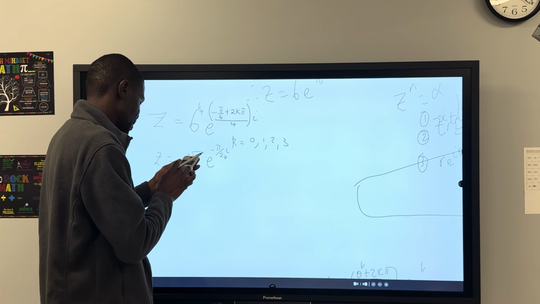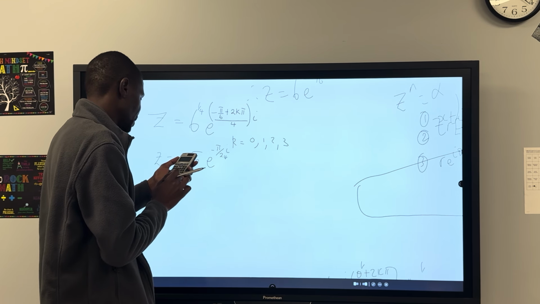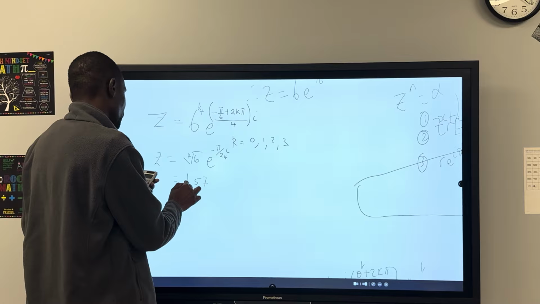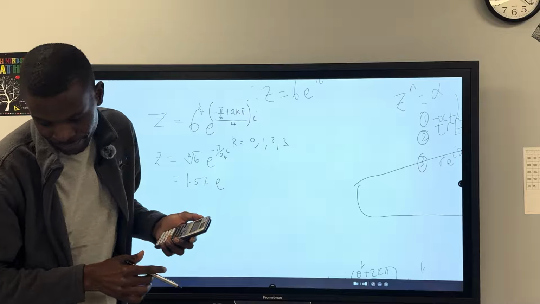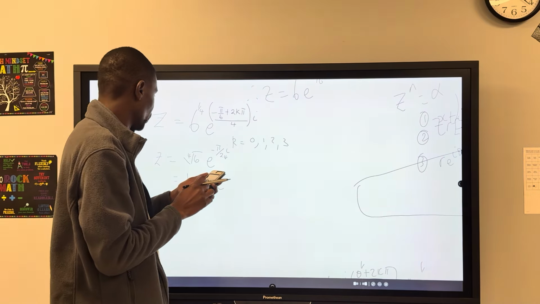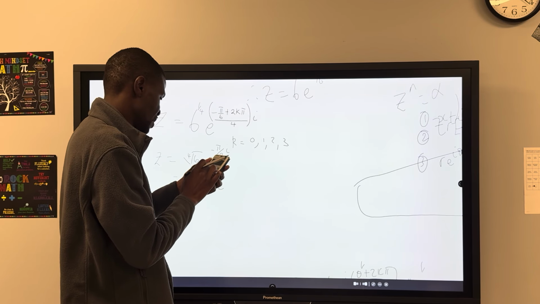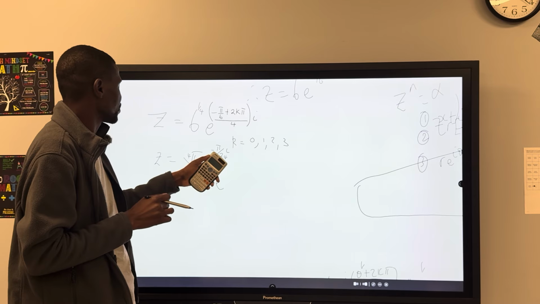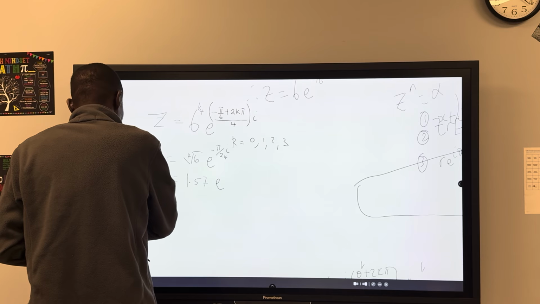Fourth root of 6. Okay. Fourth root of 6, here it's 1.56, 1.57 to 2 decimal places. E to the, then this angle here. Let me change to radians here, mod. Okay, let me change that to radians. So when I change that to radians, I need to evaluate this one here.